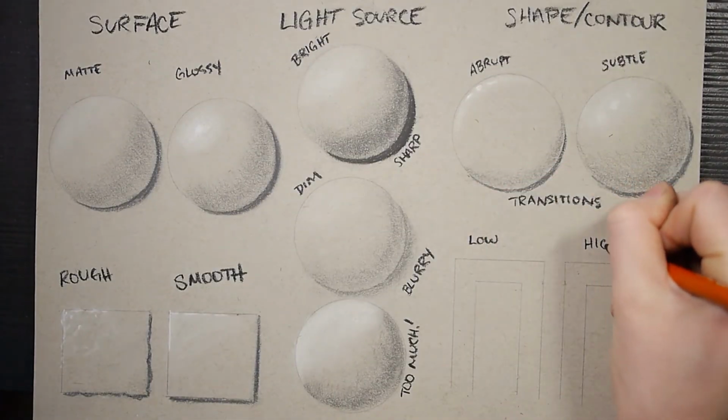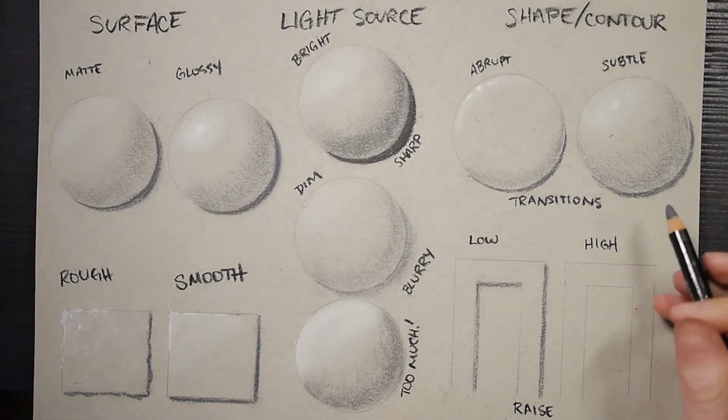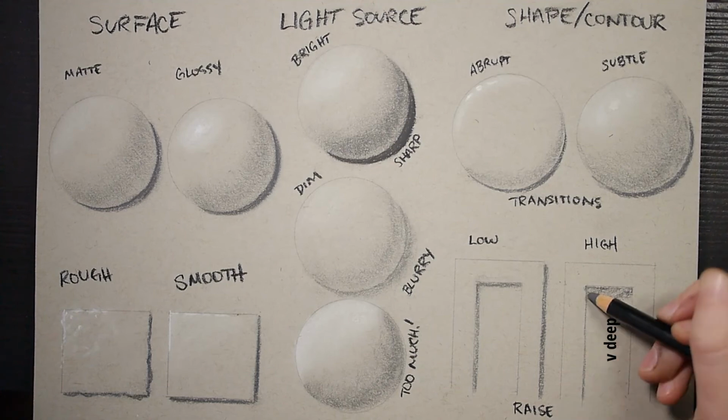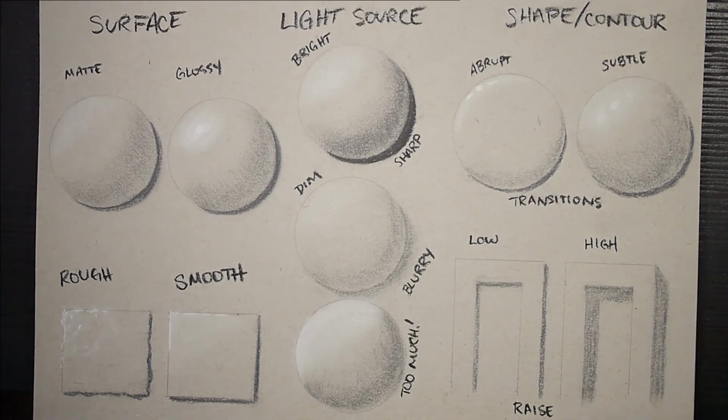The shadow can indicate how high a surface is raised. A thin shadow indicates a shallow groove, while a thick shadow indicates a deeper groove. If an edge is casting a shadow onto surfaces that are on different levels, it should be adjusted accordingly.